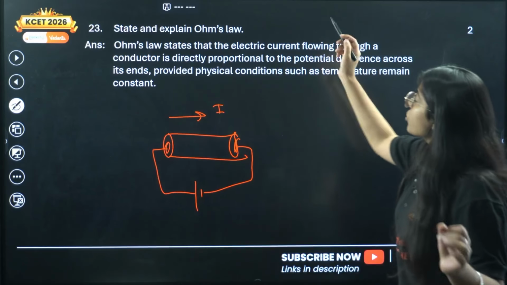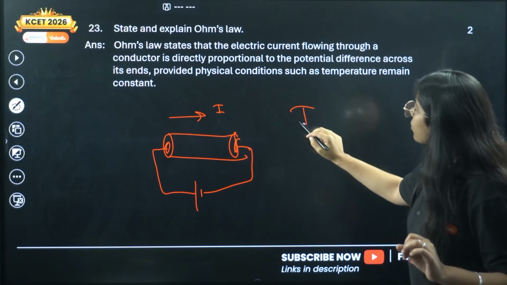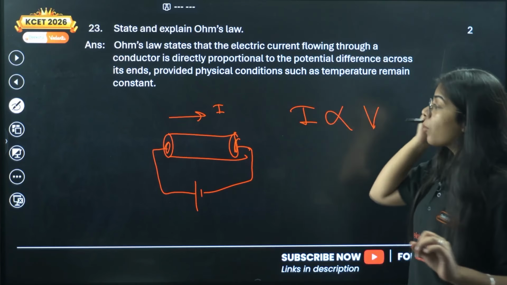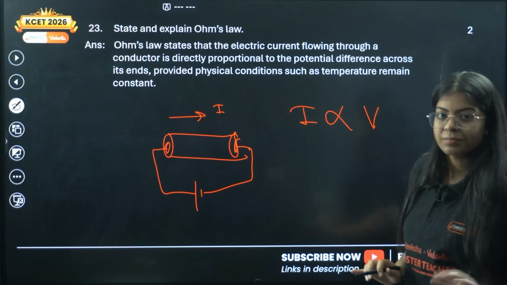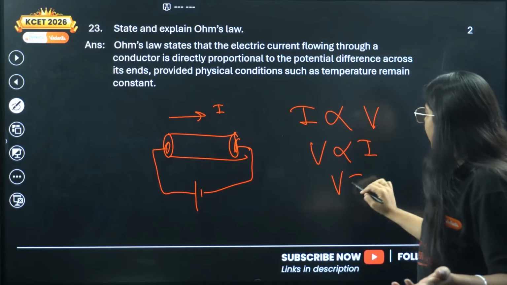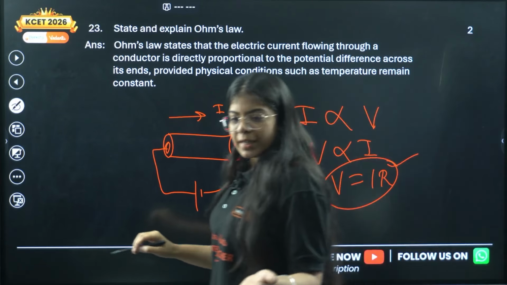Correct? Ohm's law states that electric current flowing through a conductor is directly proportional to the potential difference across its end, provided the physical conditions such as temperature remain constant. Correct? That's it. So this is just V directly proportional to I, V equals I R. Correct? Moving on to the next question.